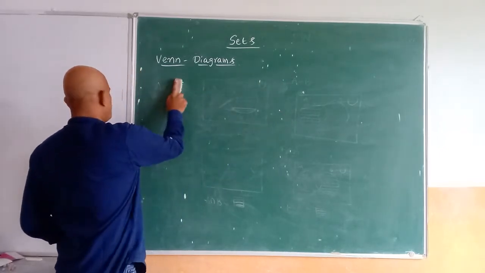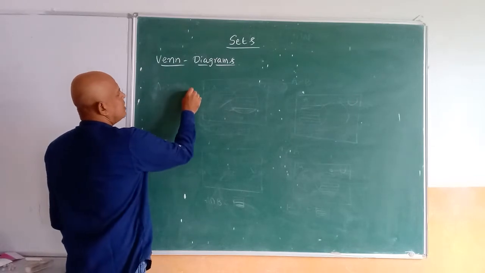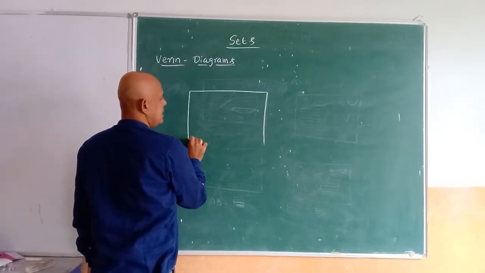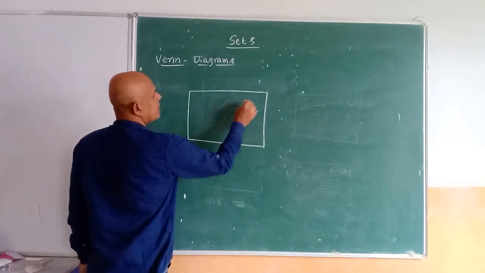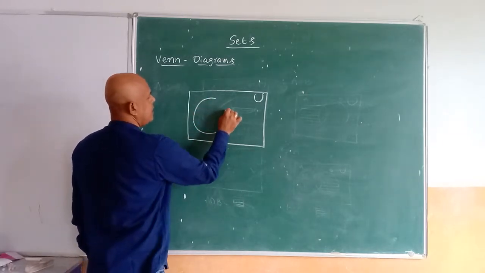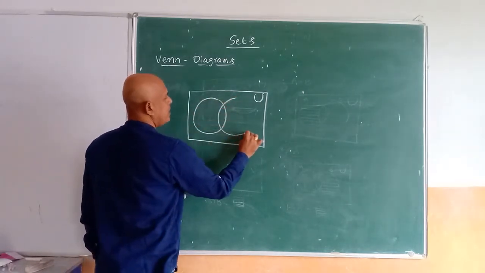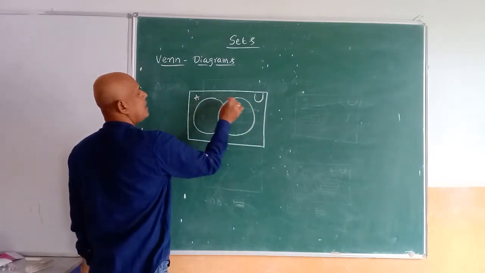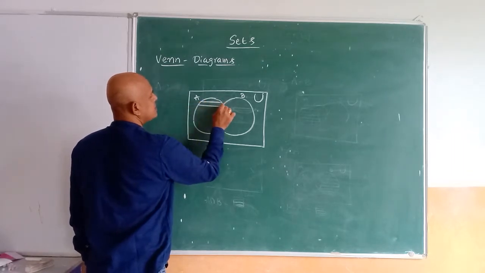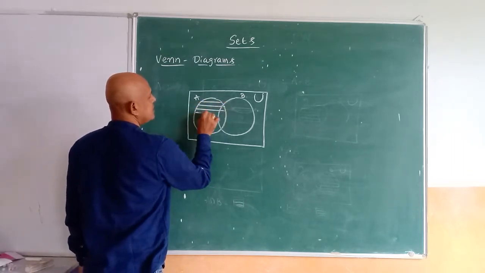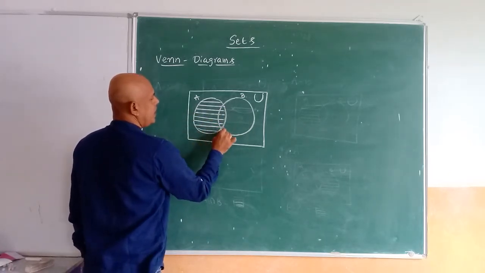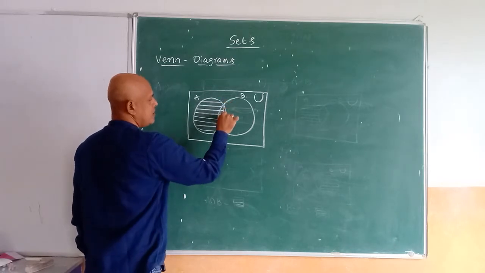Now, all the operations can be shown in a single diagram. Let us take this as the universal set, represented with a rectangle, and this is set A and this is set B. This is A and this is B. Let us take it now in a different way. Let A be shaded with horizontal lines. The A circle is shaded with horizontal lines and the B circle is shaded with vertical lines.